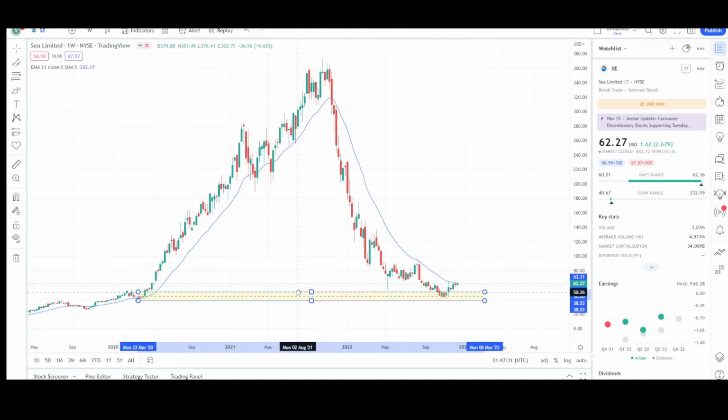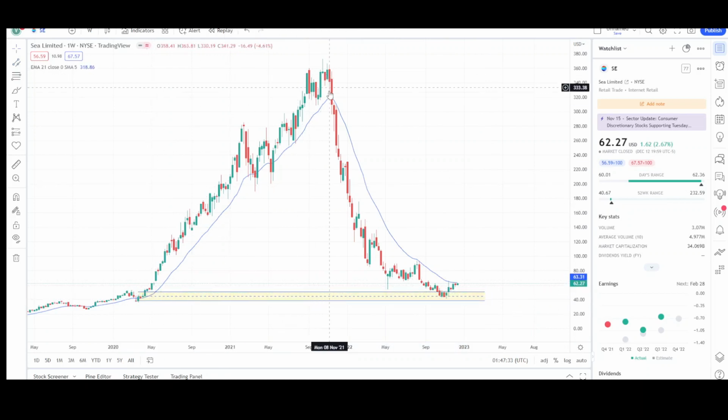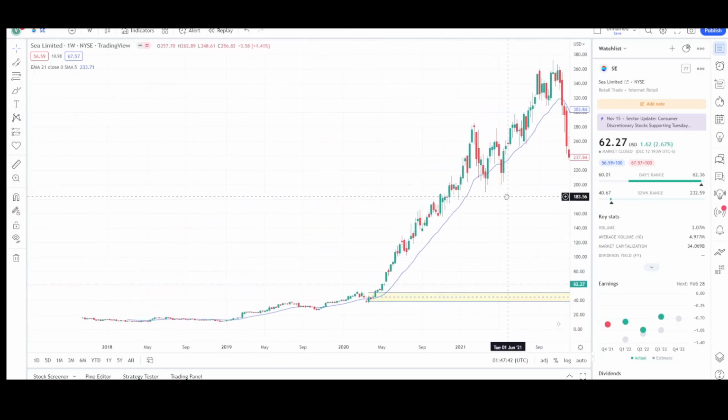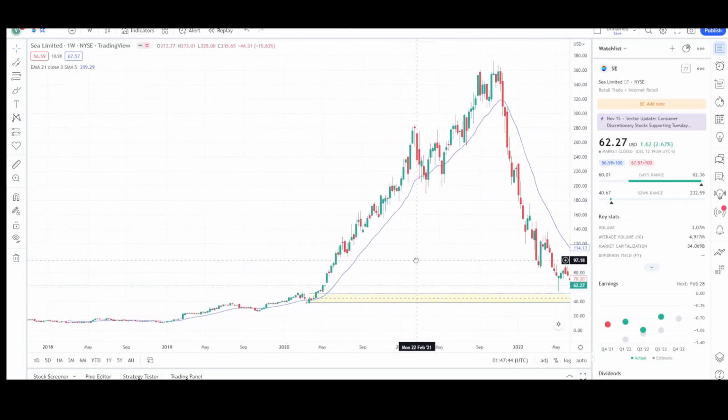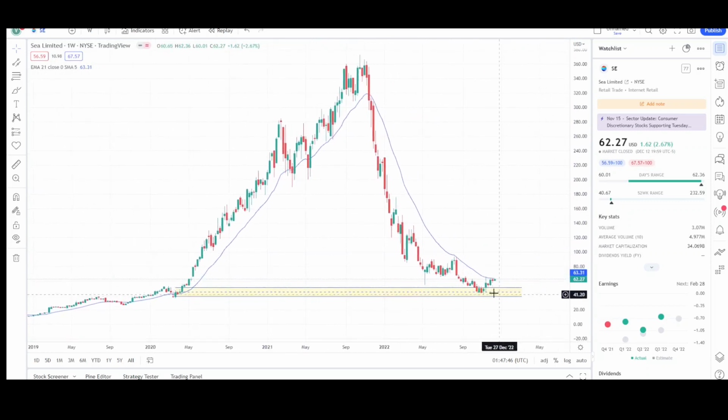It came right back to the starting point of this entire up move, and now we are at a better point for seeking a reversal than any time in the downtrend, because prices were slowly coming back to the starting point, and we finally reached it. So now we're seeing a little bounce.